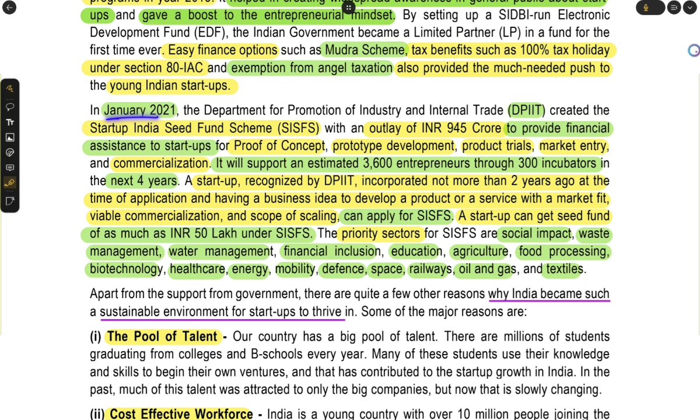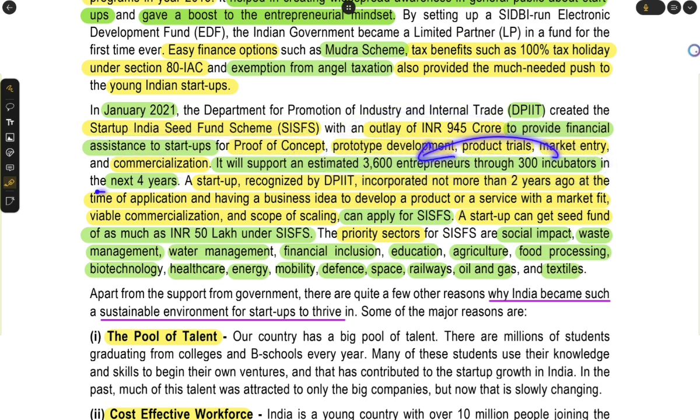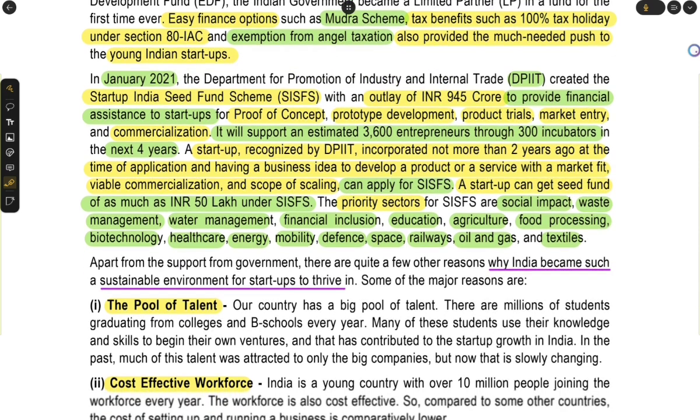In Jan 21, the DPIIT, a short form we read earlier, the Department for Promotion of Industry and Internal Trade, created the Startup India Seed Fund Scheme. You have to remember SISFS, with an outlay of 945 crores to provide financial assistance to startups for proof of concept, prototype development, product trials, market entry, and commercialization. It will support an estimated 3,600 entrepreneurs through 300 incubators, which will provide the funding to entrepreneurs, in the next 4 years. This is from 2021, so around 2025 you can wait, as there may be some new provisions coming for this.